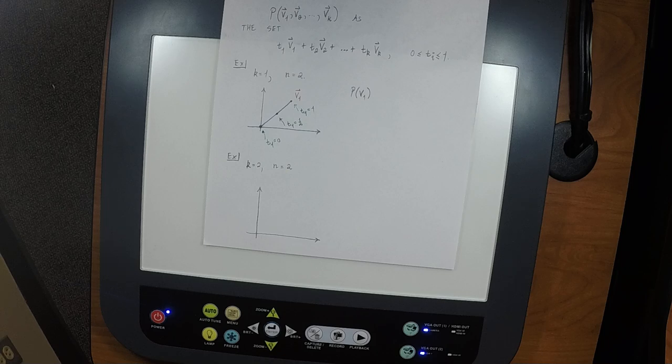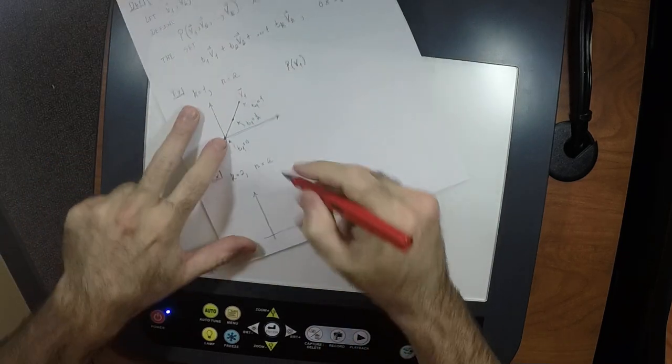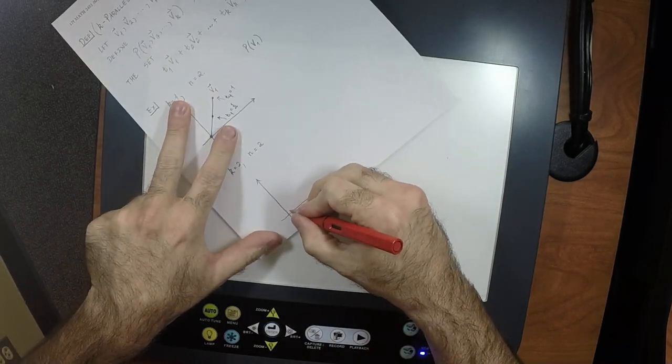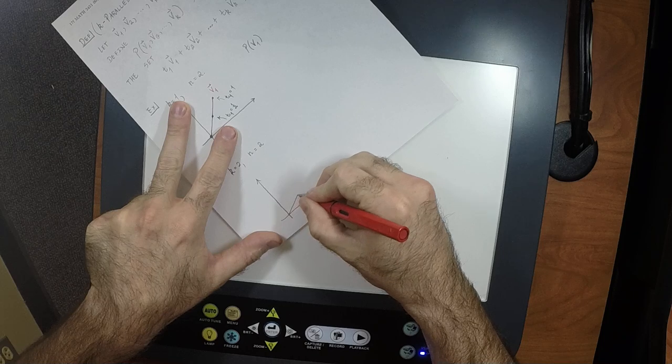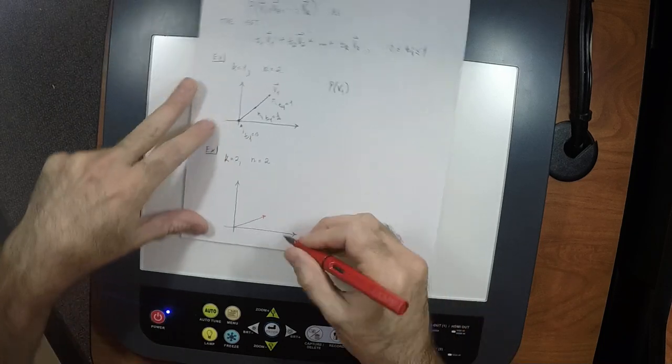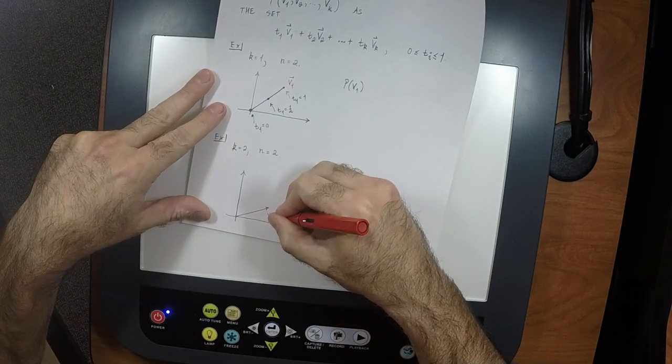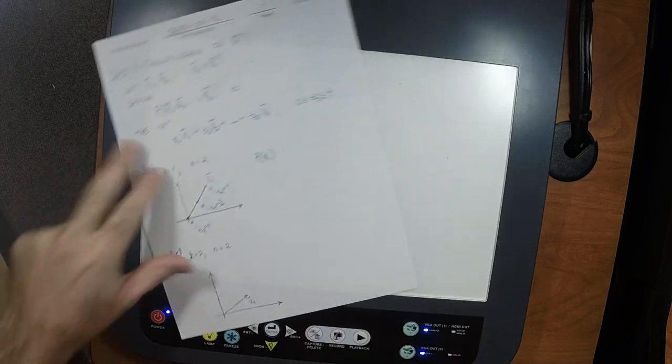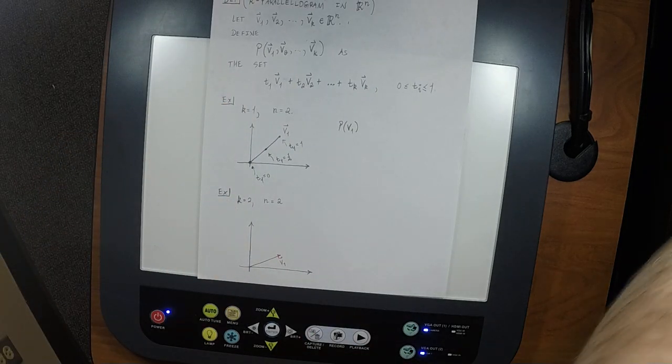So again, I'm going to draw two vectors now, but I'm just going to draw where their heads would be, because otherwise it would be in the way. Well, actually, this way is not too bad. This time it won't be too bad. So suppose that this is v1, and we have another vector v2.